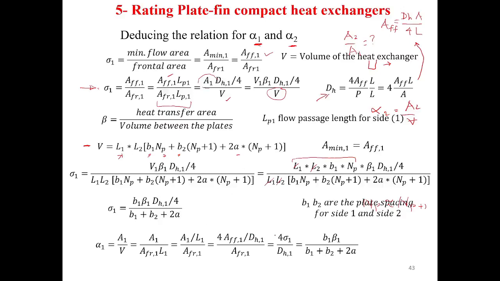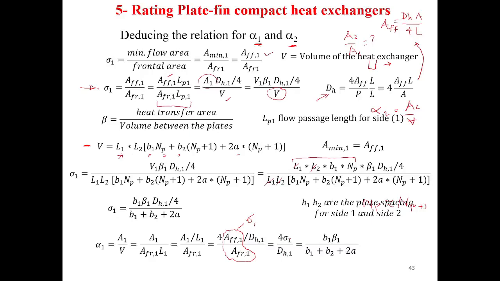And then also, the free flow area divided by the frontal area, I mean this ratio, is actually sigma. So you can write sigma instead of the free flow area, I'm sorry, divided by the frontal area. This one is sigma 1, and the 4 and dH we'll put in the denominator. So we have now another expression for alpha, which is this one.